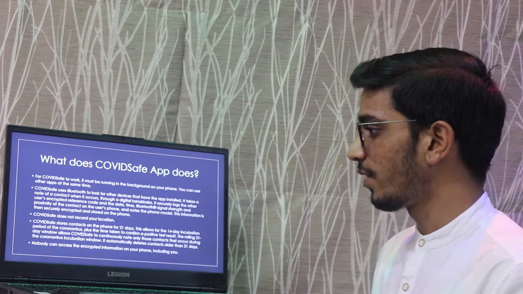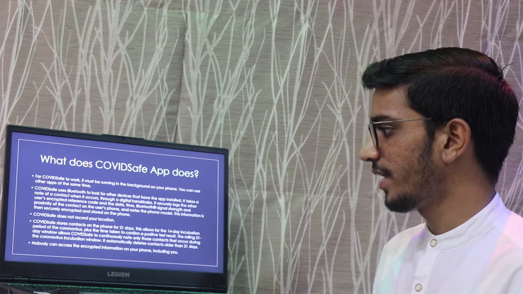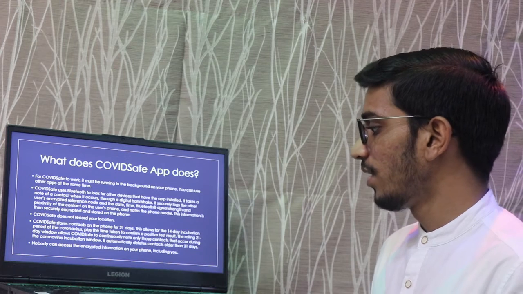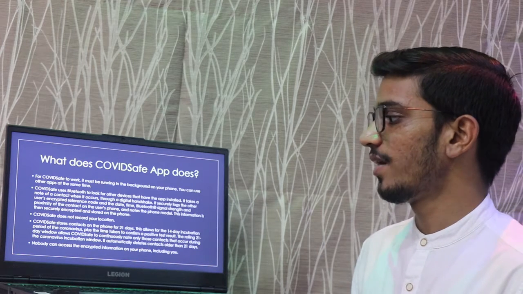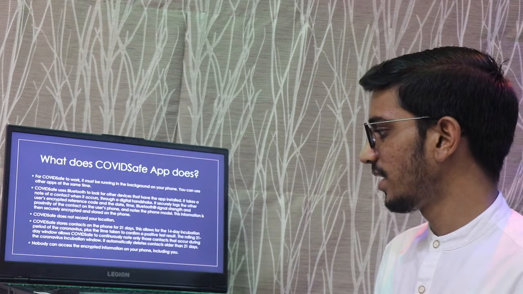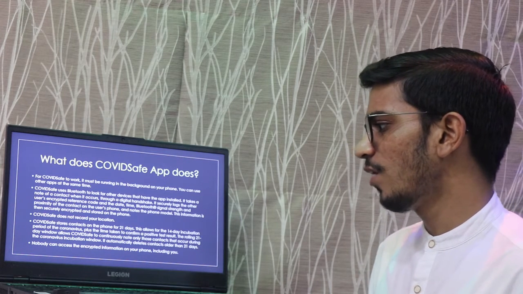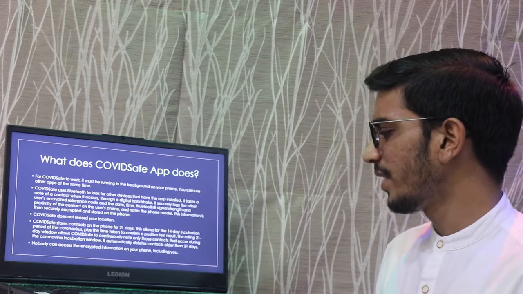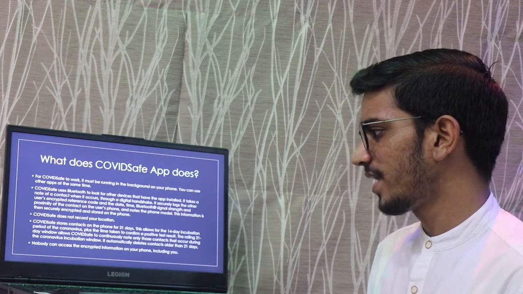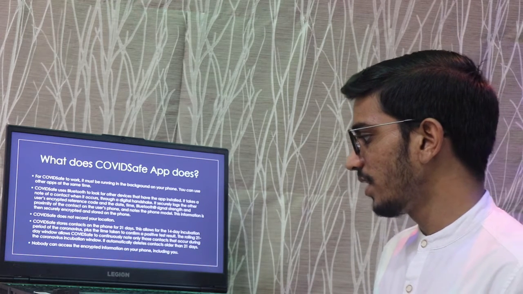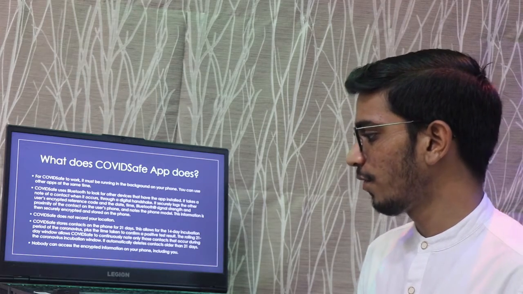CovidSafe does not record your location. CovidSafe stores the contacts on the phone for 21 days. This allows for the 14 day incubation period of the coronavirus, plus the time taken to confirm a positive test result. The rolling 21-day window allows CovidSafe to continuously note only those contacts that occur during the coronavirus incubation window. It automatically deletes contacts older than 21 days. Nobody can access the encrypted information on your phone, including you.